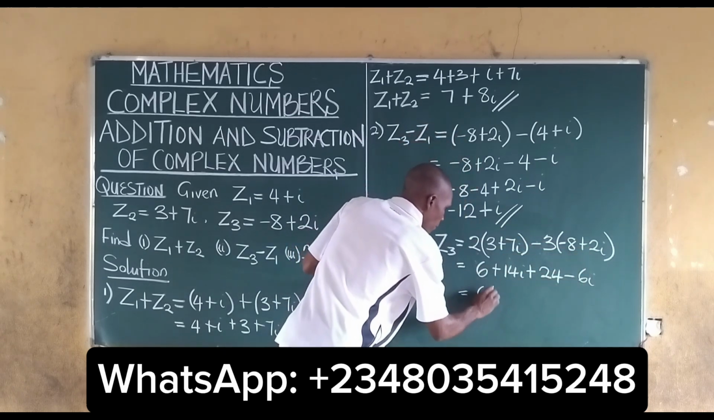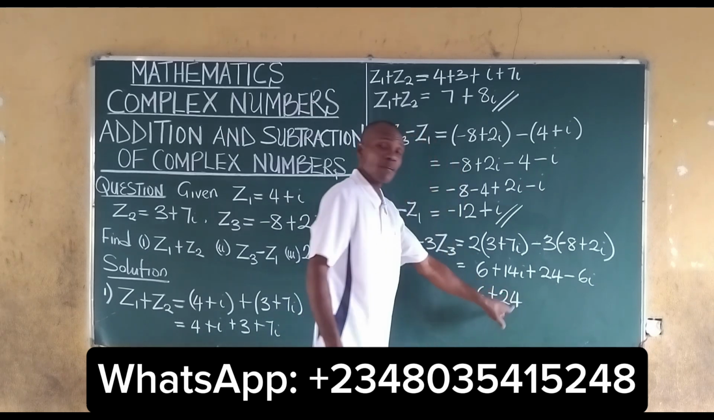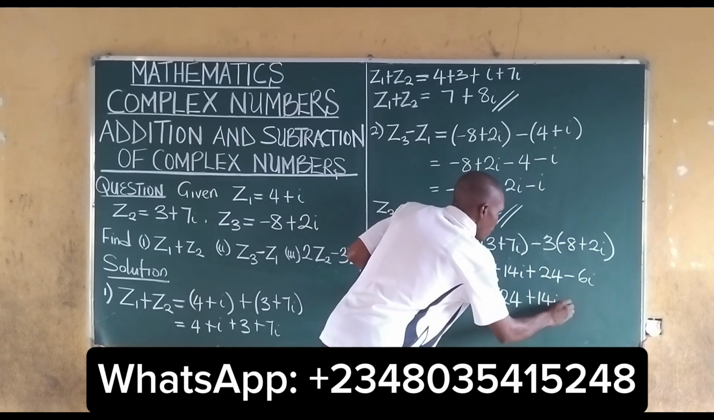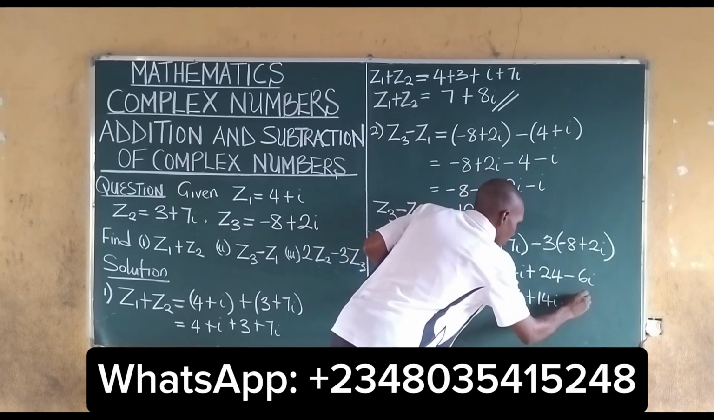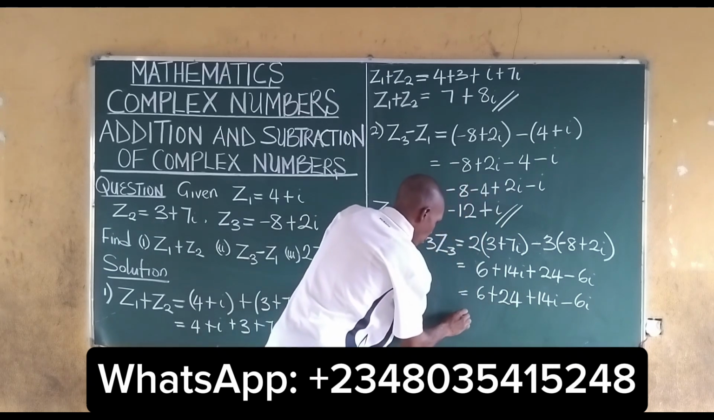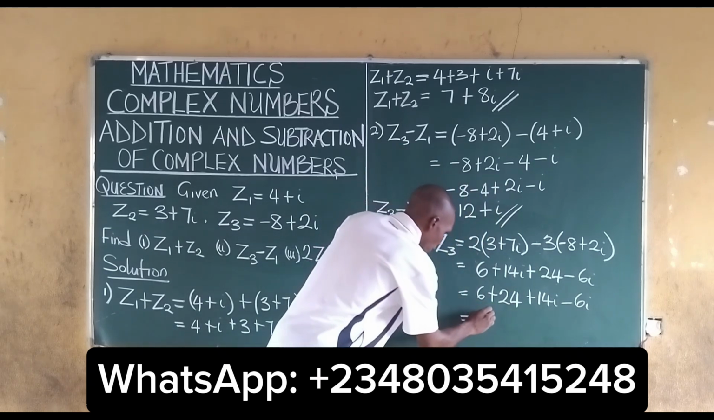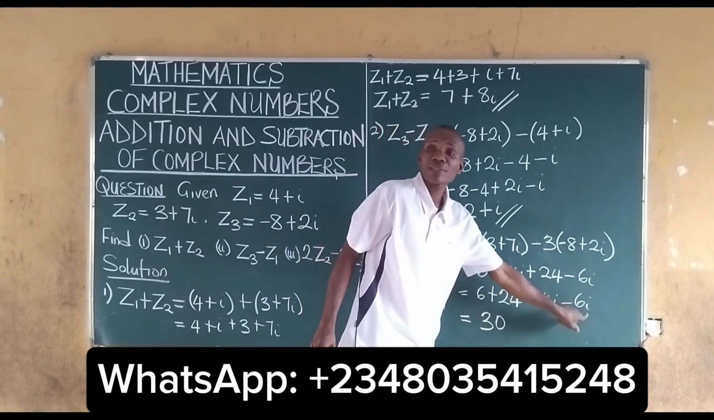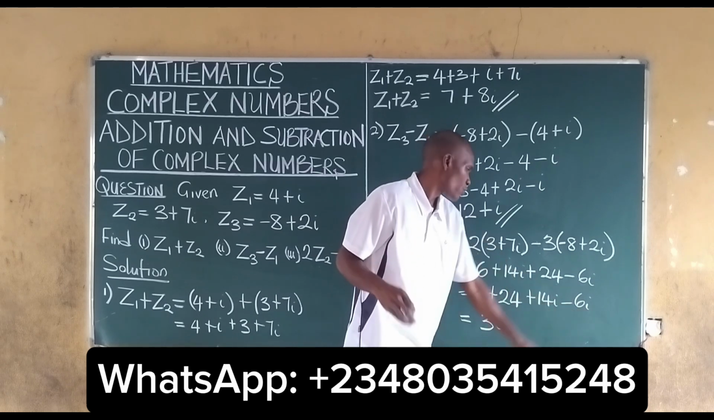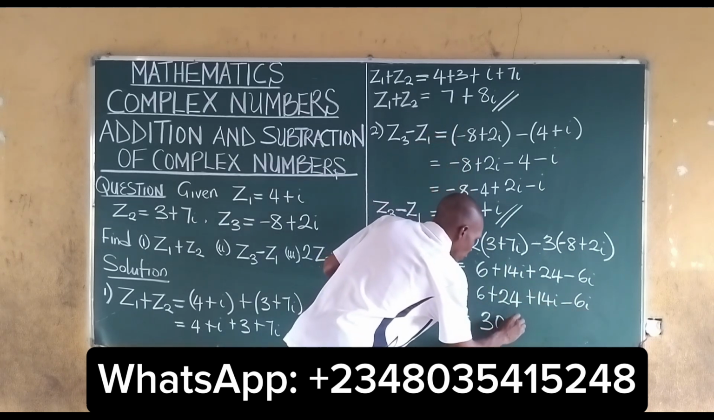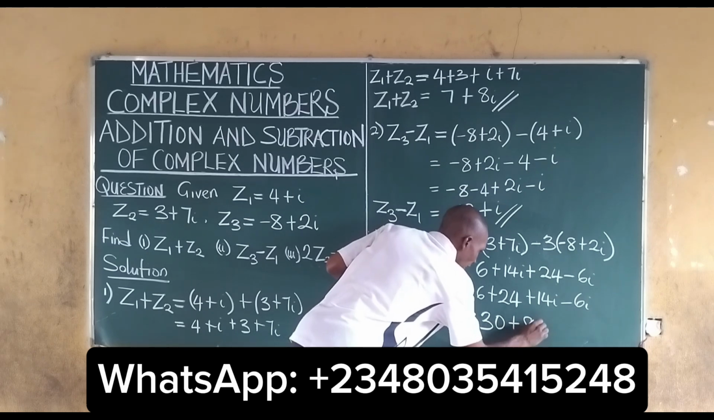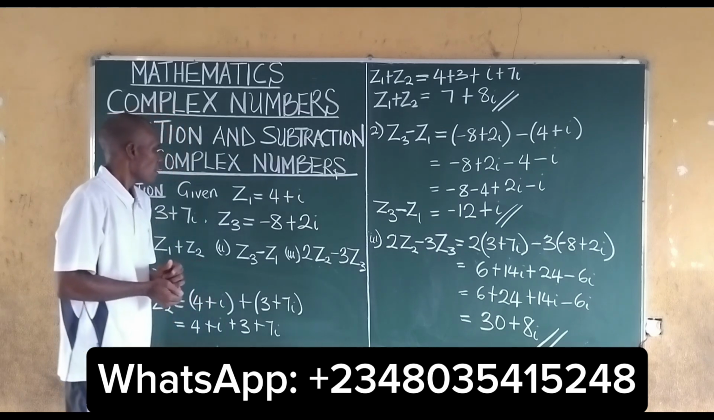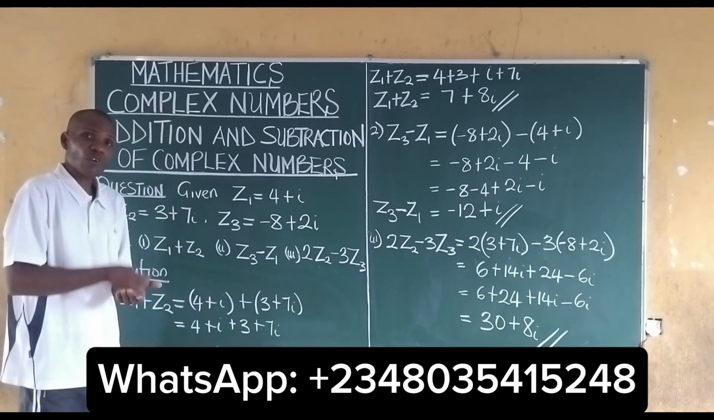So we have 6 plus 24 for the real part, and the imaginary part we have plus 14I minus 6I. Of course, 6 plus 24 is 30, and 14 minus 6 for the imaginary part will give us plus 8I. So this is how we can compute the complex numbers for addition and subtraction of complex numbers.